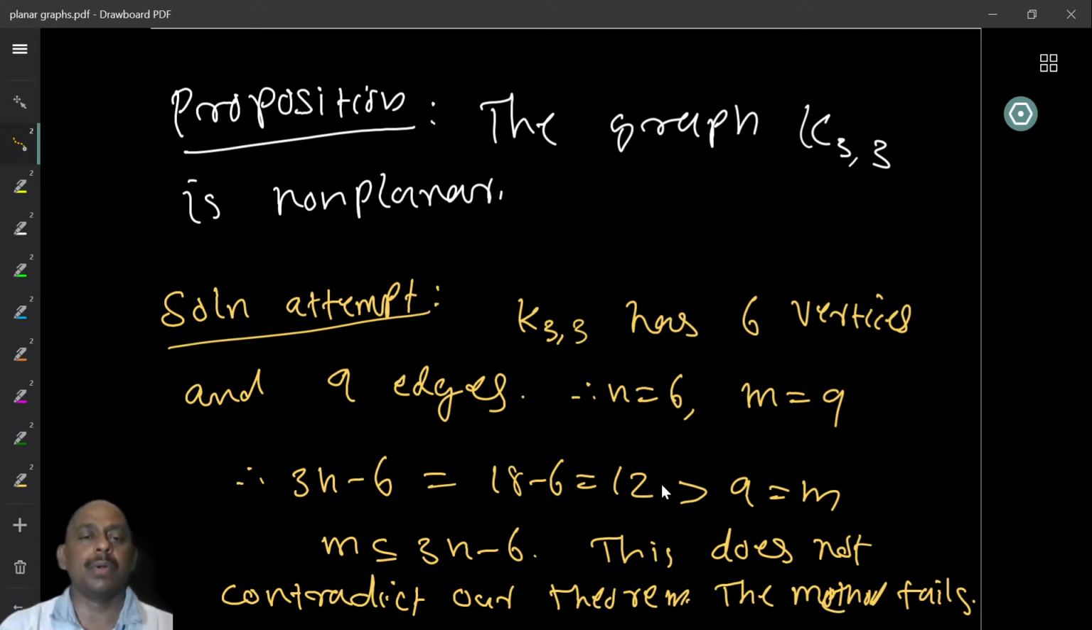Now how do you go about proving K33 is not planar? Obviously the number of edges is not going to help directly by using this formula. Can you think of something about K33 and how you can improve upon this? Okay, so think about this for some time, and then we will look at the proof.